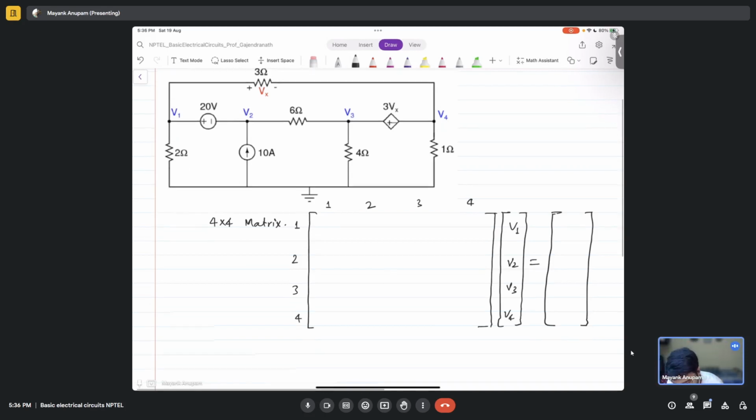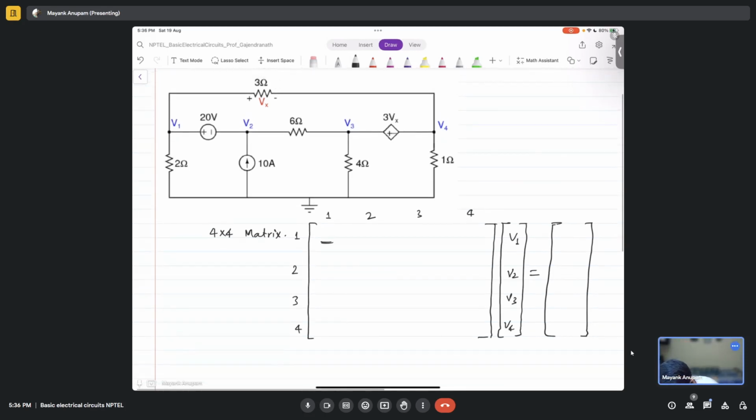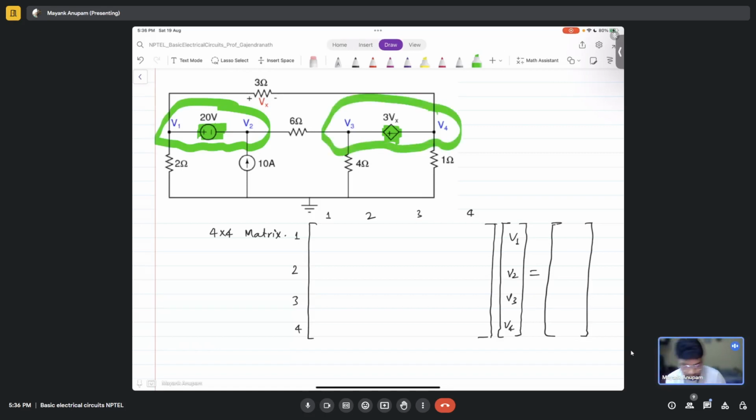Tell me the entries. What will be this entry, 1 comma 1? First of all, what should I do? I should identify all the voltage sources and current sources, right? So this is a voltage source here, and this is a voltage source here. So what should I do? I should form a super node of V1 and V2, and a super node of V3 and V4, right? Okay. So what are the definitions of the voltage sources? V1 minus V2 is 20 volt.